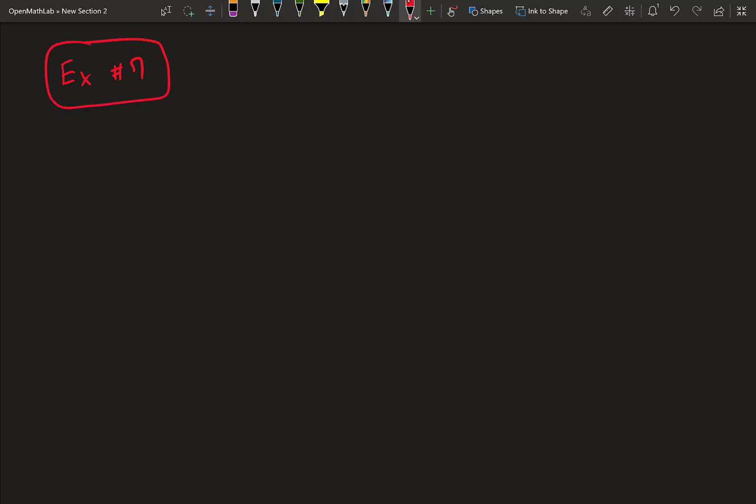So example 7, we have the square root of 4x minus 3 equals 2 minus the square root of 4x plus 1. So I already have a square root isolated, so I can just square both sides, right? And on the left-hand side, the square root is going to cancel out with the square, right? So what we're left with is 4x minus 3.